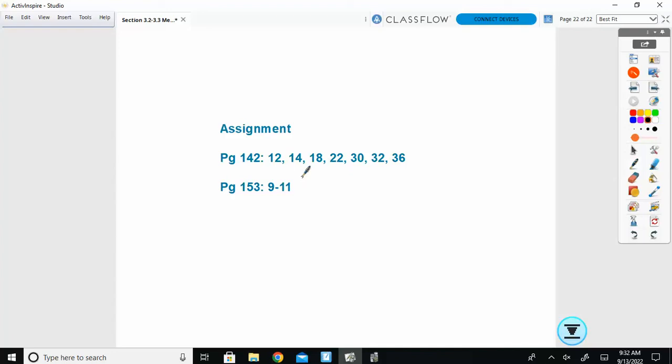So this homework, let me double check that this is what I have printed on yours. I think I changed it. Did I have like 12 through 18 even on yours? Okay, so just change your assignment real quick. I took off problem 16. So this is your homework.